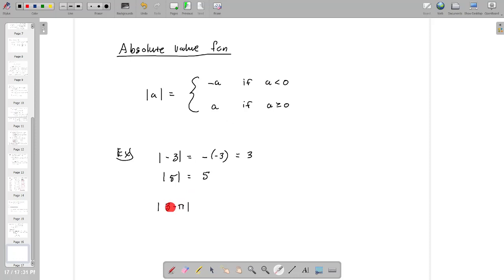So our a is 3 minus pi. 3 minus pi is less than 0. So we would use the negative version here. So negative (3 minus pi). And if we distribute this negative, we get pi minus 3, which of course is positive because pi is slightly bigger than 3.